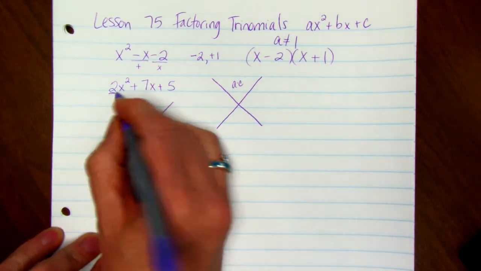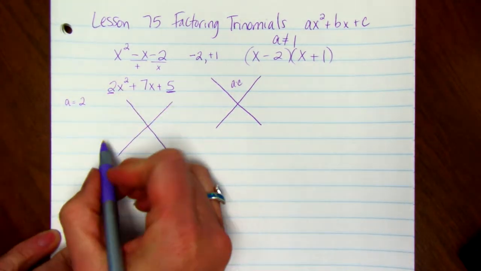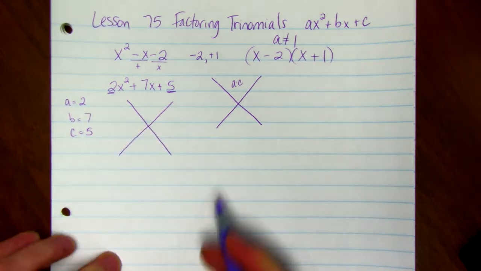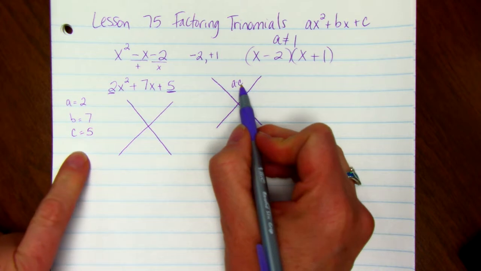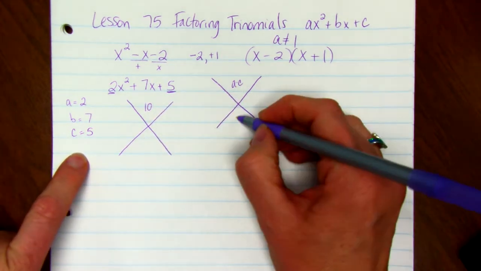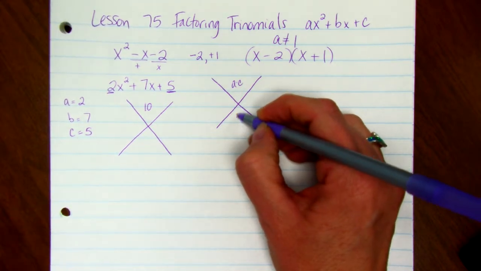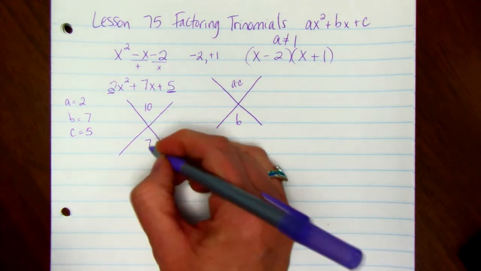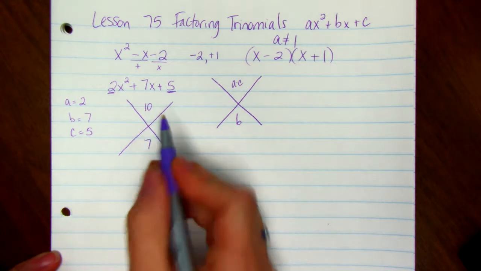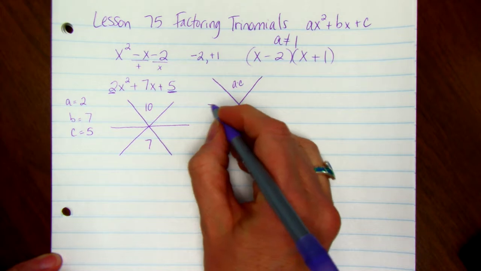So we do 2 times 5. A equals 2, b equals +7, and c equals 5. So we put a times c in the top of our x, and we have 10. Then at the bottom of the x, we're going to put b. So our b is 7. Now we want to think of two numbers that multiply to get 10 and add to get 7. So put a cross right here.